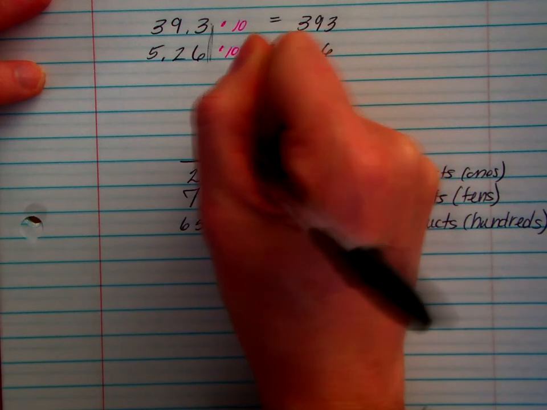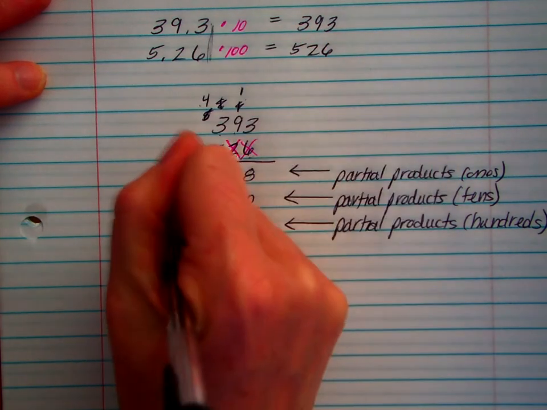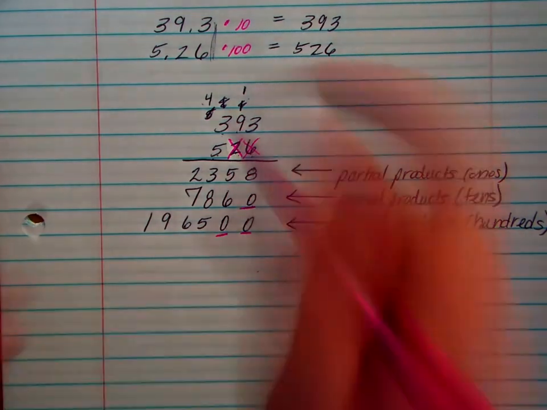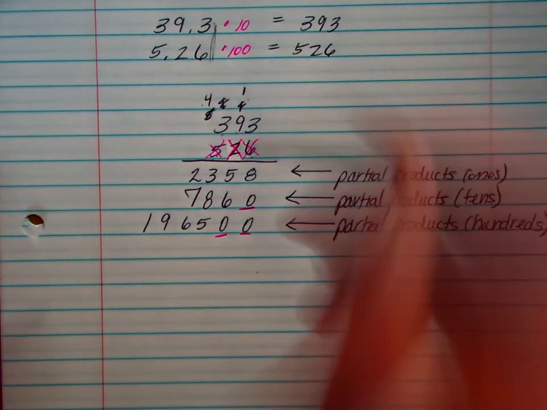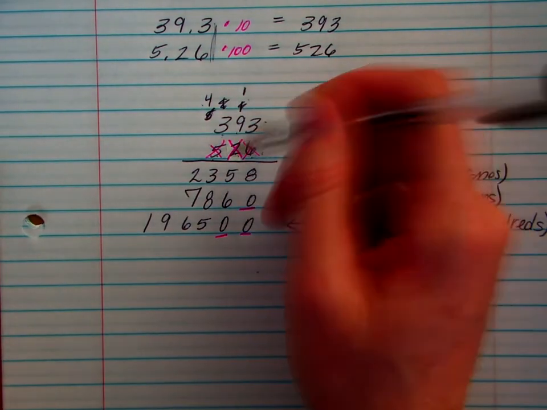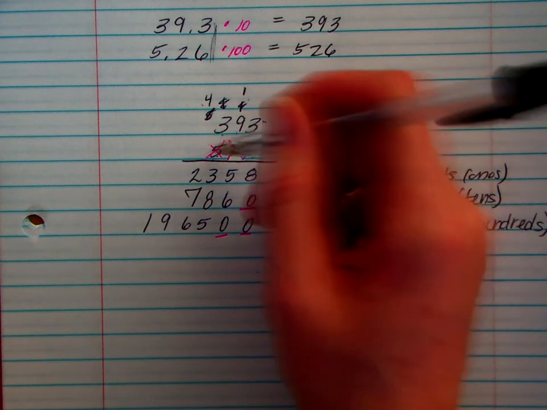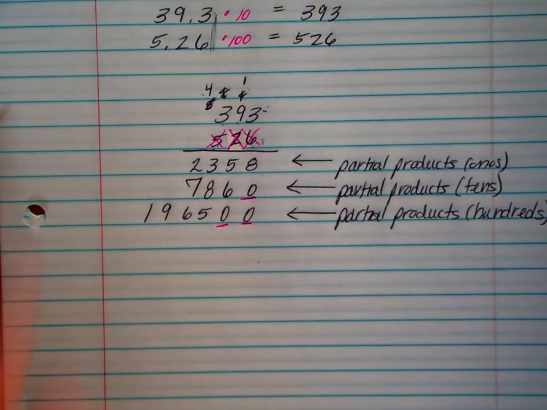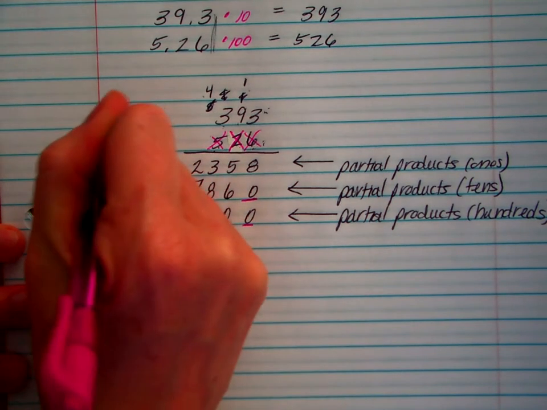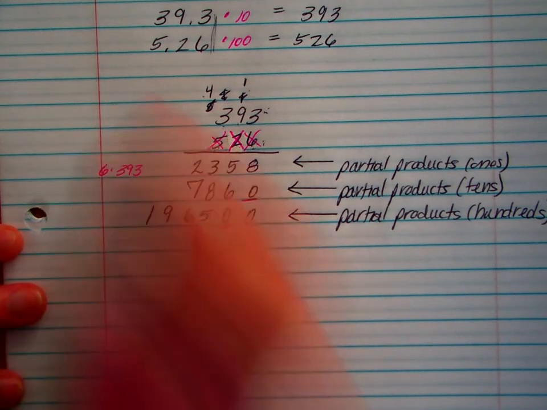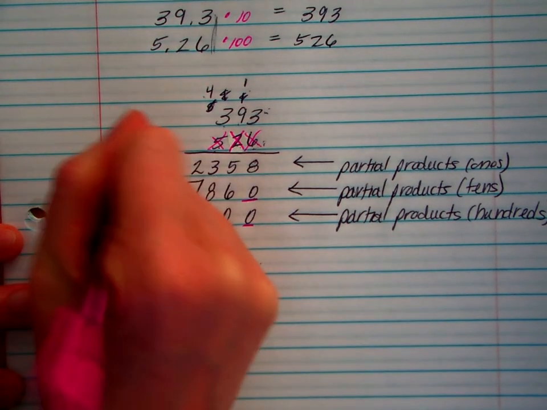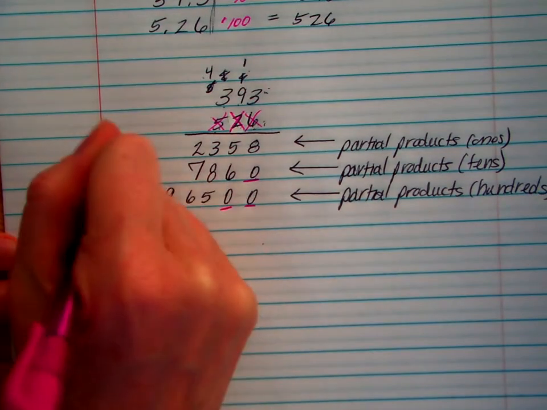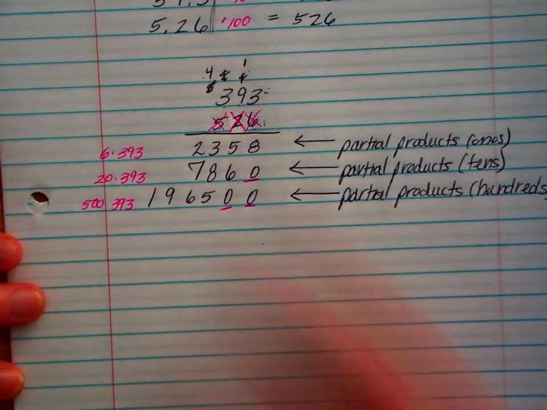5 times 3 is 15. 15 plus 4 is 19. Excellent. So now you finished the 5. So you've done 6 times 393, 20 times 393, and 500 times 393. That is all here.